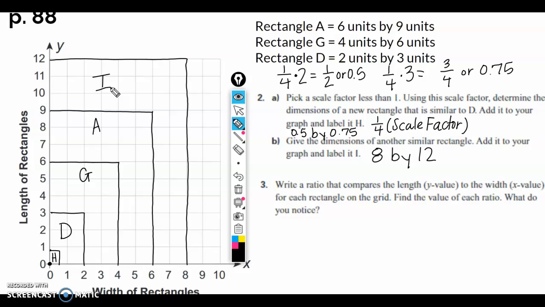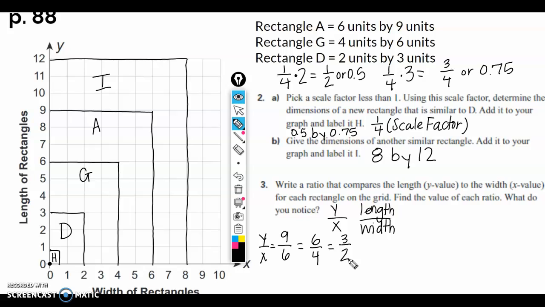Now we're going to write a ratio that compares the length, which is Y, to the width, which is X. So again, our ratio is going to be written as a comparison of length, which is Y, to width, which is X. If we look at our original rectangle A, it had the dimensions of 9/6. Rectangle B was 6/4. And rectangle D was 3/2.